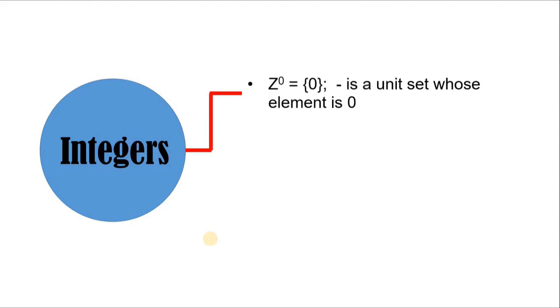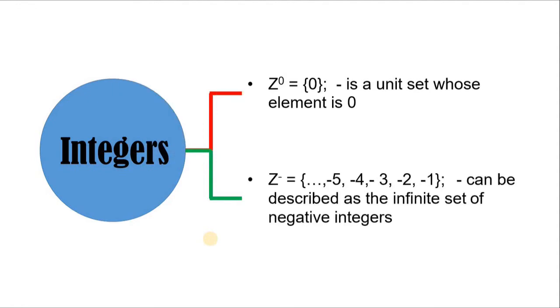That's the first one. We also have Z or 0. It's a unit set whose element is 0. So 0 is neither positive nor negative. We also have Z negative, or these are the set of infinite negative integers. So that's the 3 components of integers. We have the positive, the 0, and the negative one.